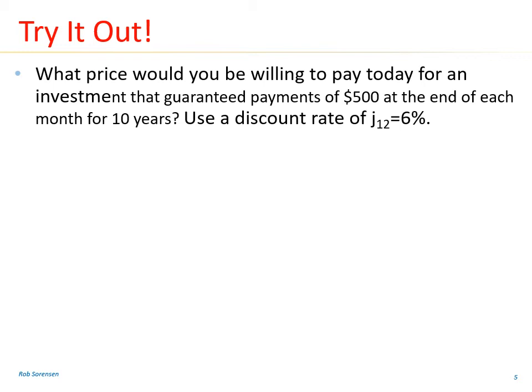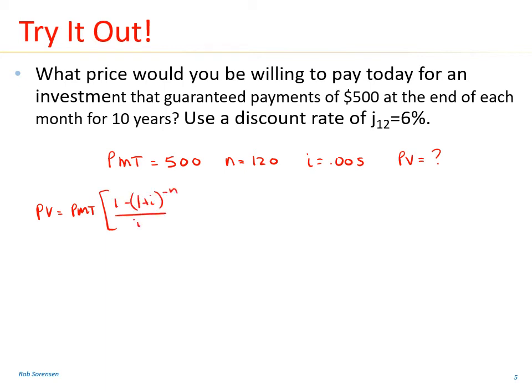All right, so I'm going to start again by writing down the basics. So we want payments of $500 for 10 years. That's 120 months, isn't it? And we're working in months this time. And the interest rate, 0.005. And I want to know how much I should pay today in order to receive that. Well, we'll pull out our formula. PV is payment times 1 minus (1 plus i) to the negative n, over i. Let's go put the values in there.